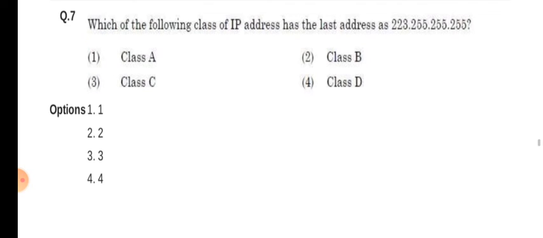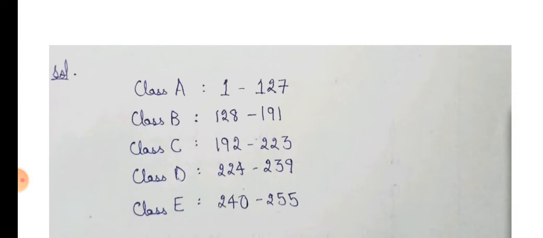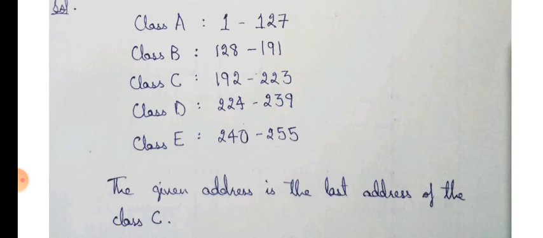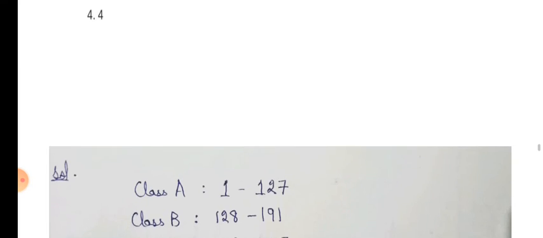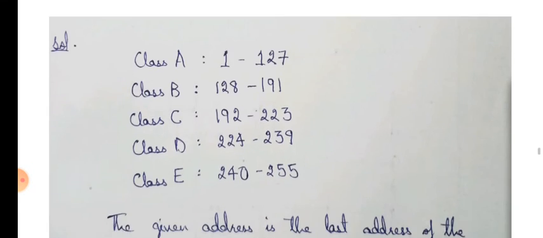In the next question, which of the following class of IP address has the last address as 223.255.255.255? So let's see the range of each of the five classes. Class A 1 to 127, B 128 to 191, C 192 to 223, D 224 to 239, and class E 240 to 255. The given address is the last address of the class C. So option 3 is correct.